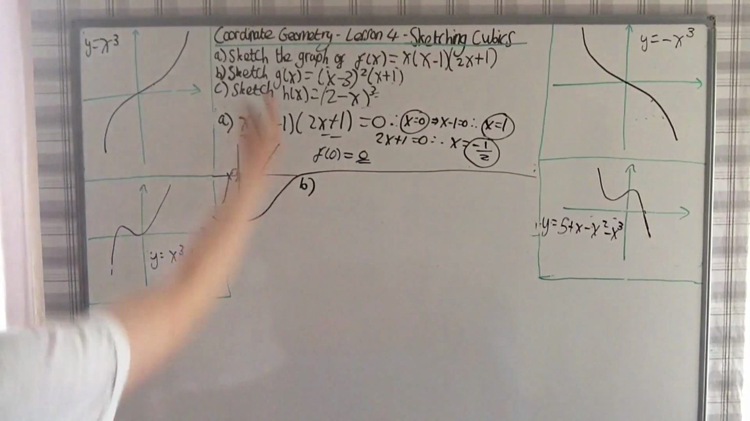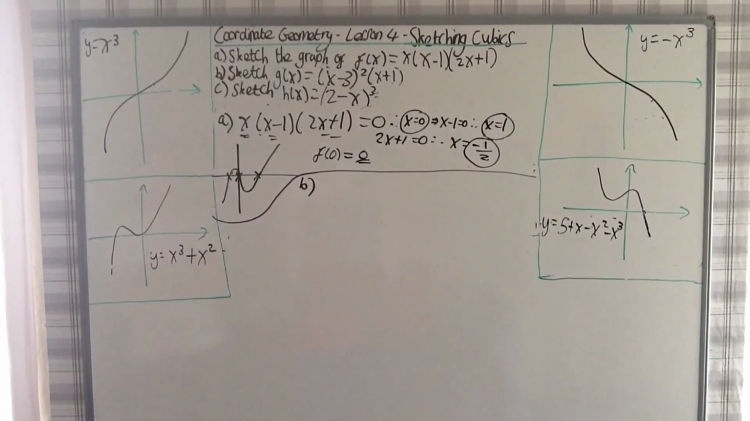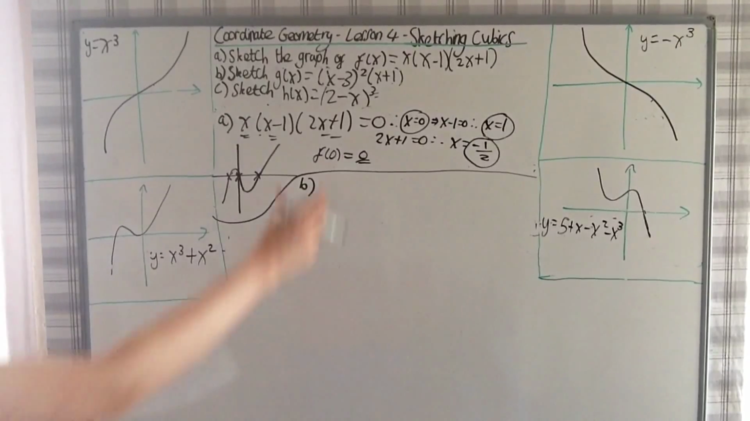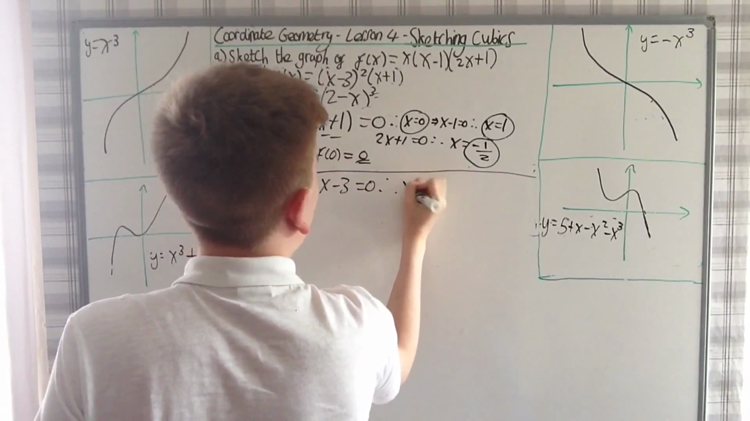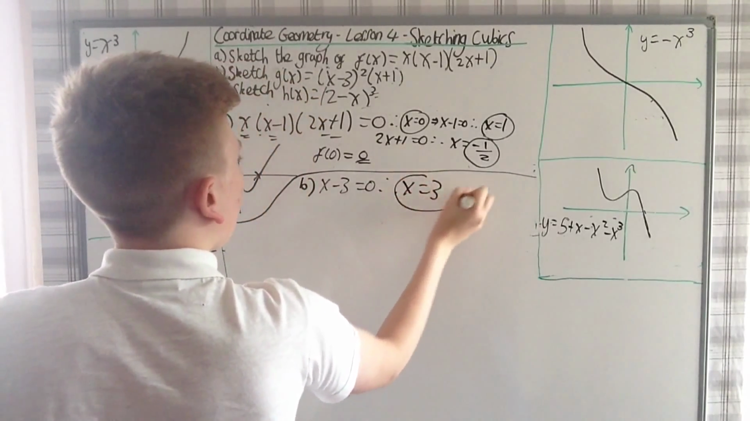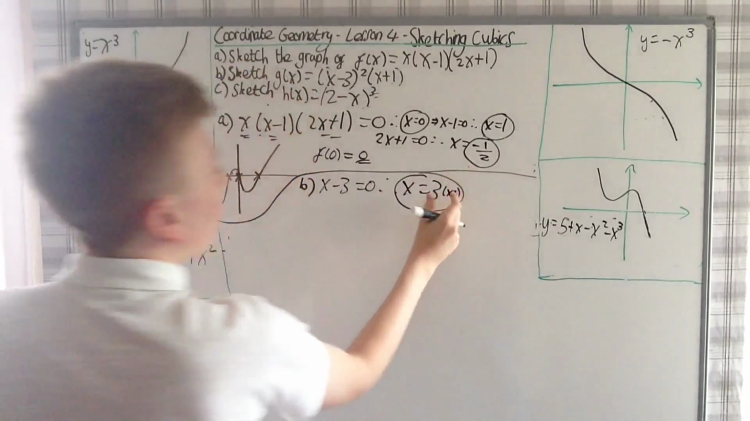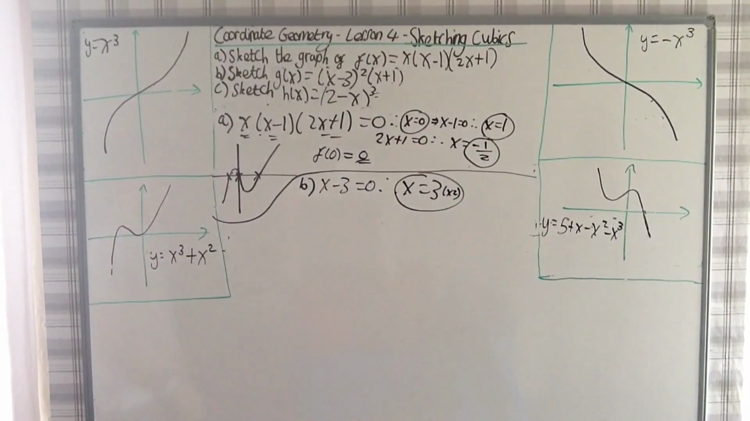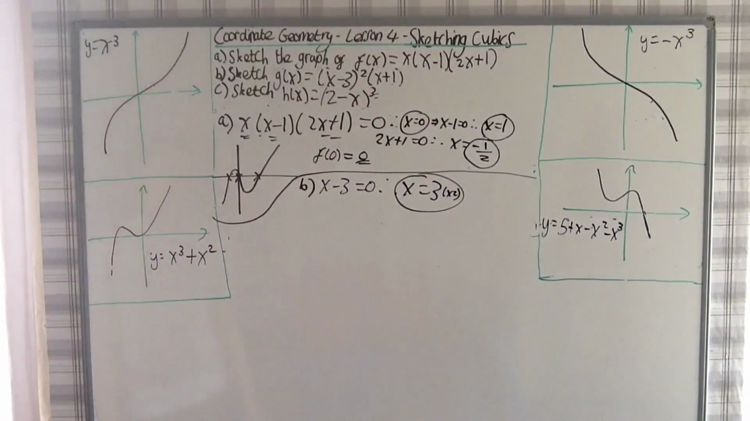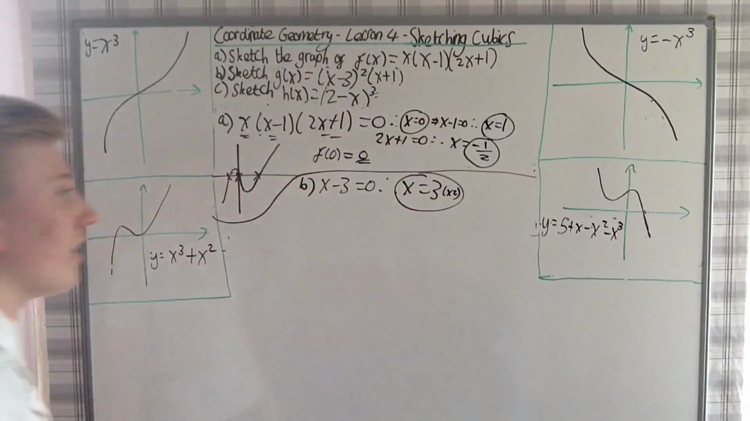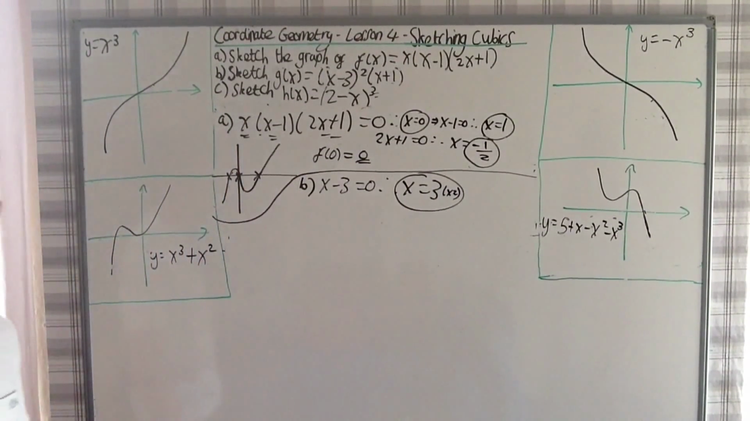Now let's focus on part B. Sketch g of x equals (x minus 3) squared times (x plus 1). Okay, so we make each bracket equal 0. If we make the x minus 3 equals 0, then we solve this to get x equals 3. And I've written times 2 in brackets. The reason I've done this is because we've got two brackets which say x minus 3. This is all squared, so it's (x minus 3)(x minus 3). So we're going to get two solutions which are x is 3. And that's important when we sketch the graph. I'll come on to that when we actually get to that part of the question.